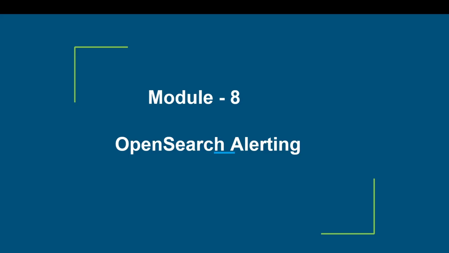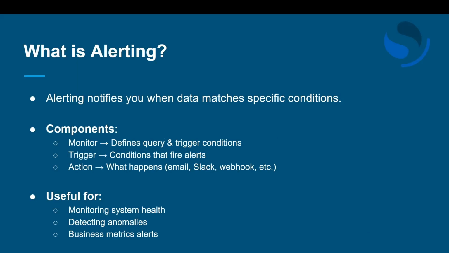Today we are going to start module 8 of the OpenSearch training series, and today's topic is OpenSearch alerting. So what is an alert? An alert is something that notifies you when data matches specific conditions. Here we have the specific components of alerts in OpenSearch, which we will discuss. Apart from that, how is it useful, why do we need alerting, and where can we utilize it?